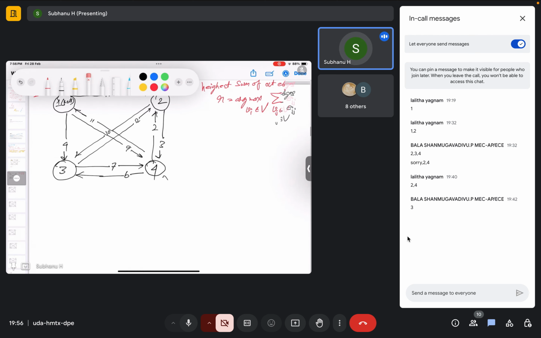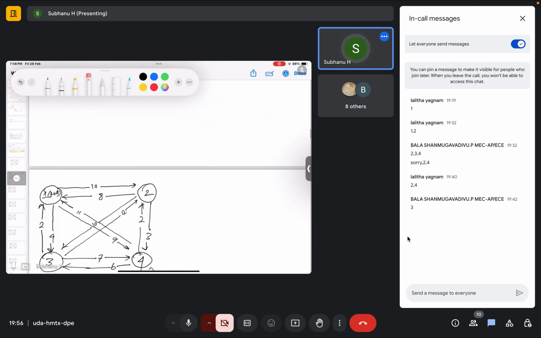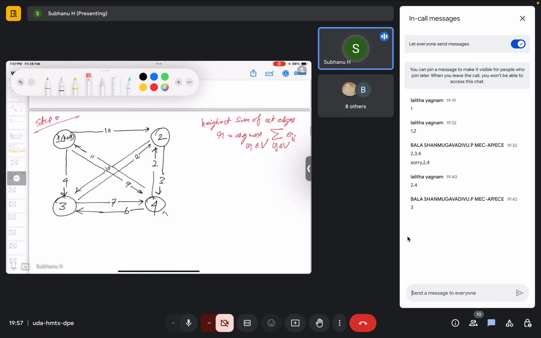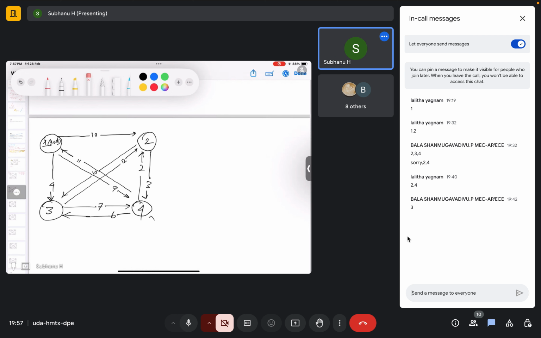Now what do I have to do? So this is my step 0. Here I have to do the same thing. Now what is my next step? This is the resulting graph after doing this. So then what is the next step? Step 1.